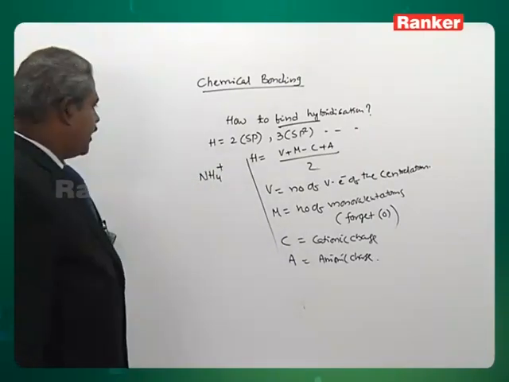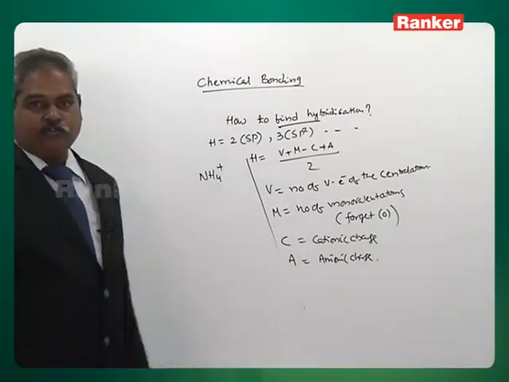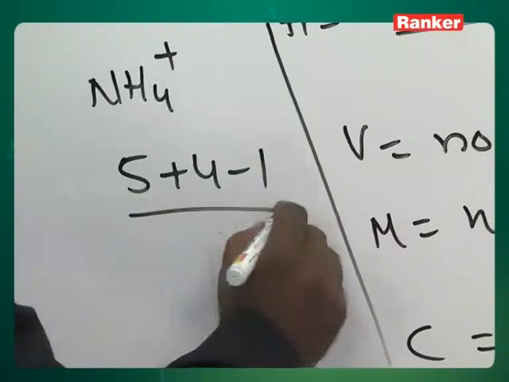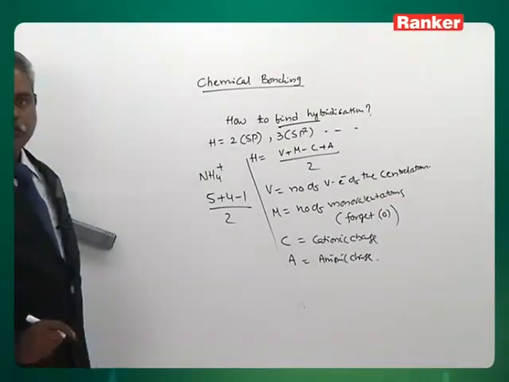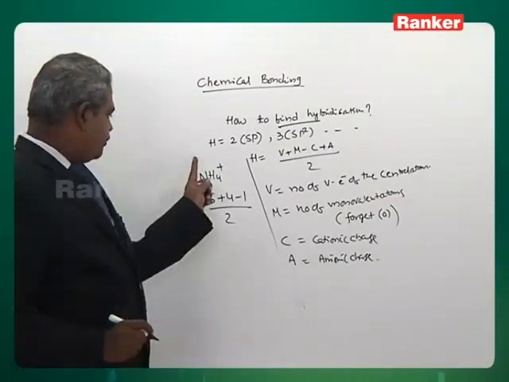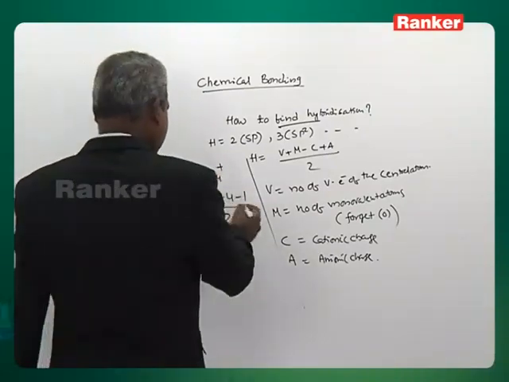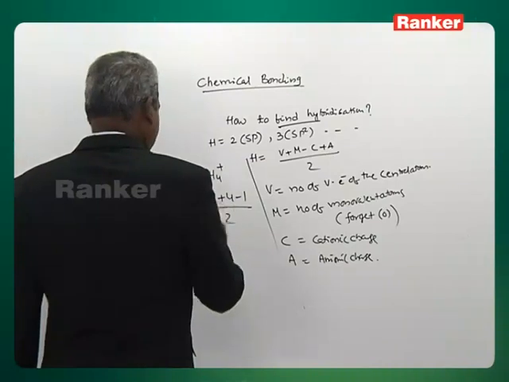NH4 plus. Nitrogen has 5 valence electrons. 5 plus 4 minus 1 by 2. How much will that be? Okay, sp3 once again.